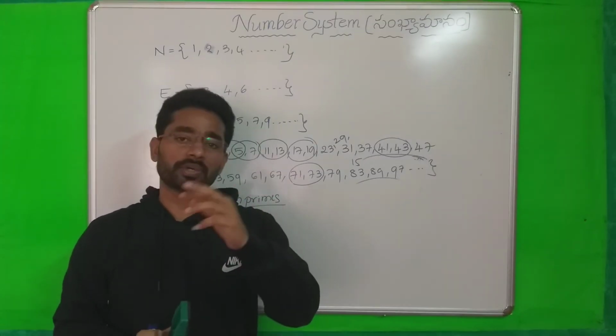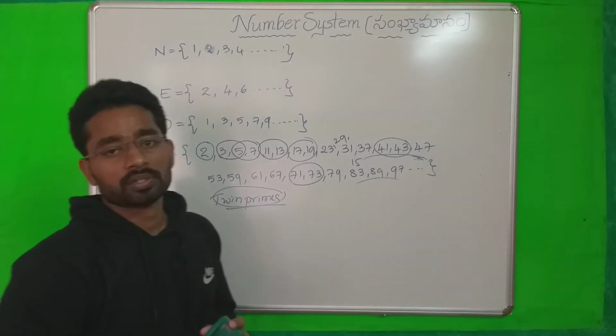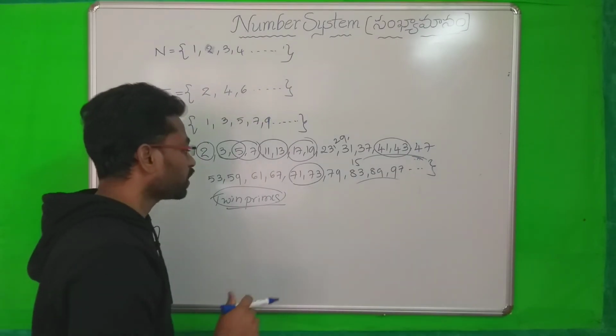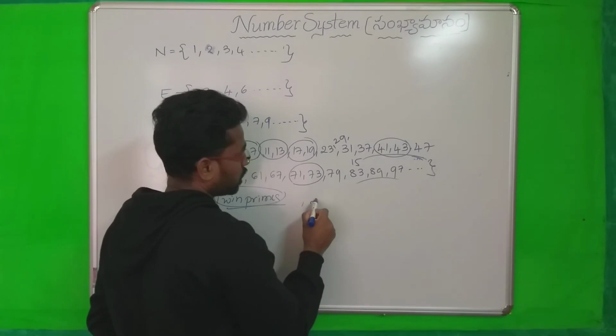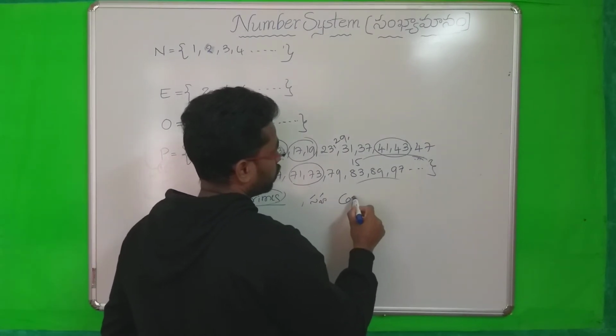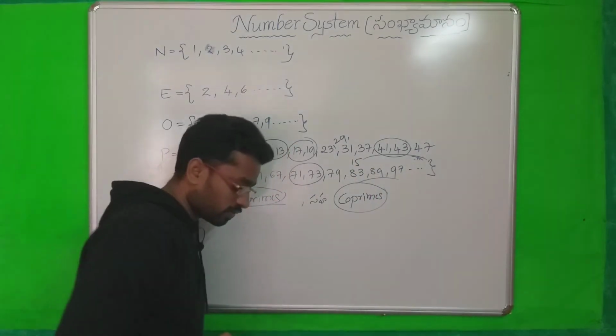So you may get bits on twin primes. What are the twin primes? Kavala pradhana sankhyalu. So the difference of two primes is 2. And you can get one more pair. The saha pradhana sankhyalu means co-primes.